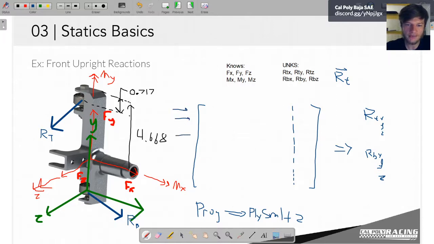And the way that you fill out this matrix is you put your equations, you have one equation per line. So this would be 6 lines. And then you've got one variable per slot. So we'll say that our first slot is RTX, second slot RTY, third slot RTZ, and then the same with RB.